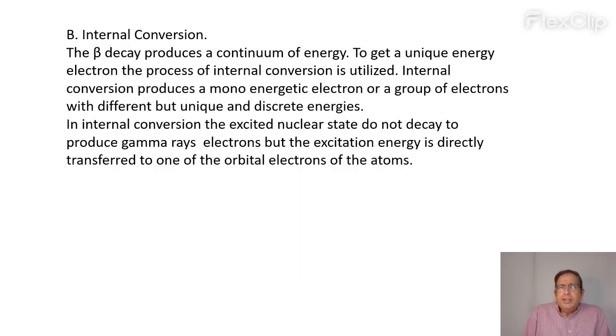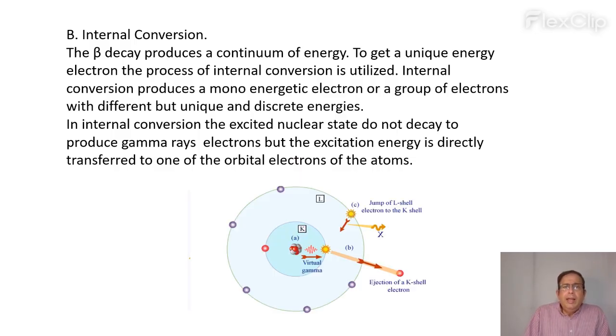In the process of internal conversion, an excited nucleus falls to the ground state and produces a virtual gamma ray, which is absorbed by either a K shell, an L shell, or a higher shell electron. So in this figure, a K shell electron absorbs the gamma ray produced by the conversion of an excited nucleus into the ground state. And then when this electron gains energy, it is ejected from the K shell. And this is the internal conversion electron.